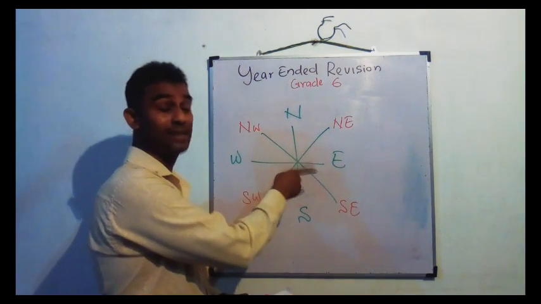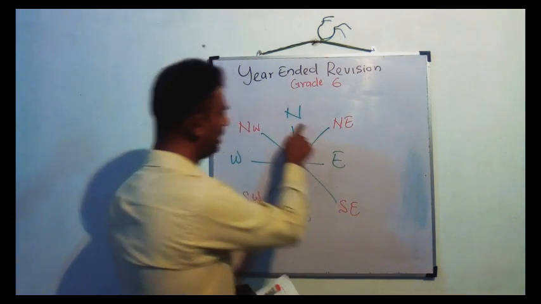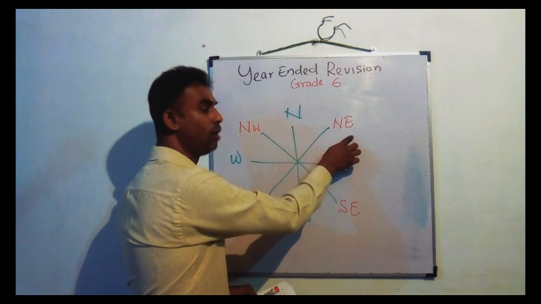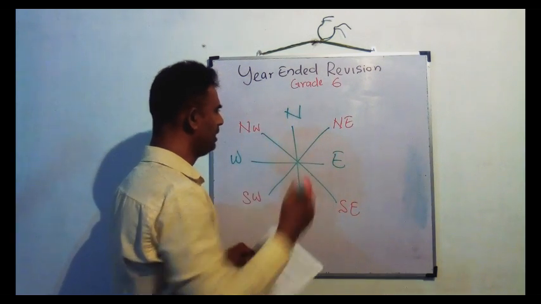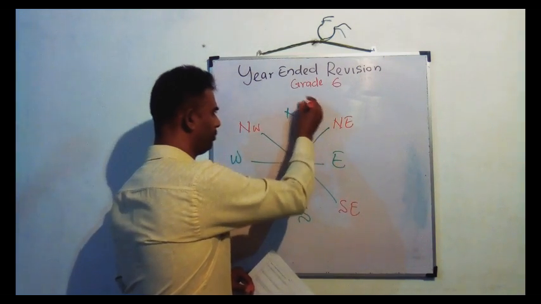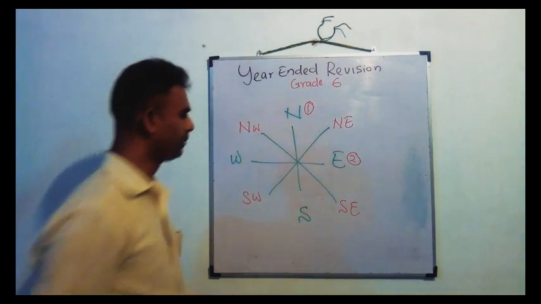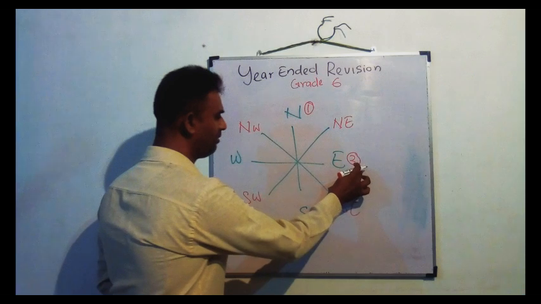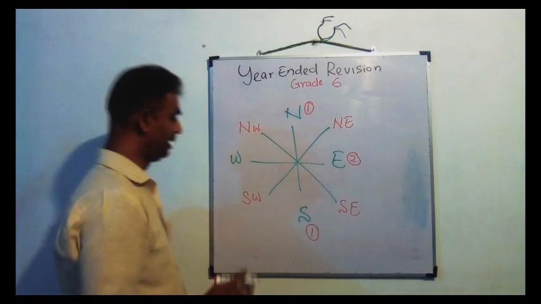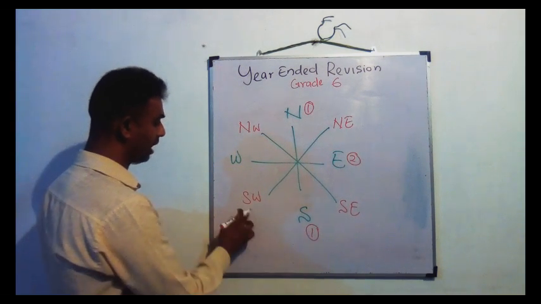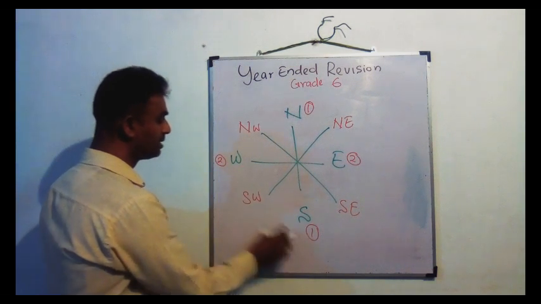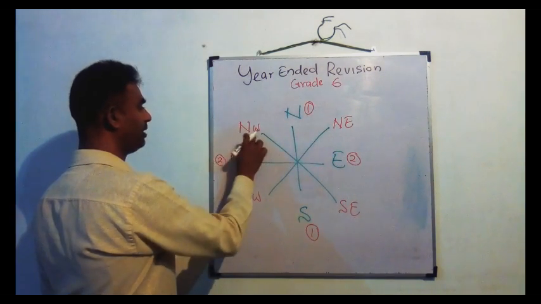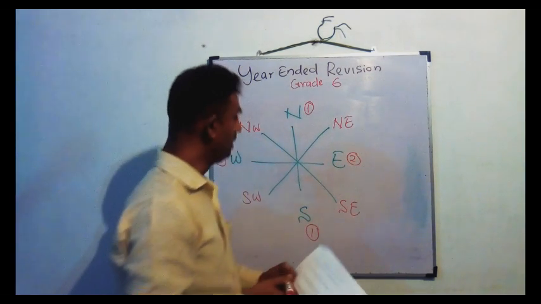How do we read the sub-directions? Here is north, here is east. The middle of the north and east we call northeast. Remember, first we read north, secondly we read east. Firstly we read south, secondly east: southeast. Firstly south, secondly west: southwest. Firstly north, secondly west: northwest. Those are the main directions and sub-directions.